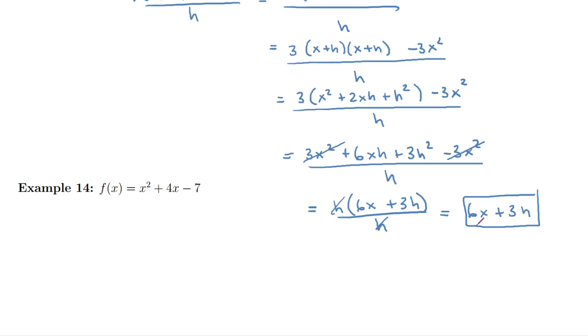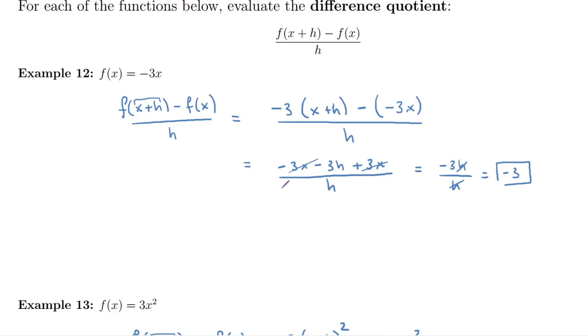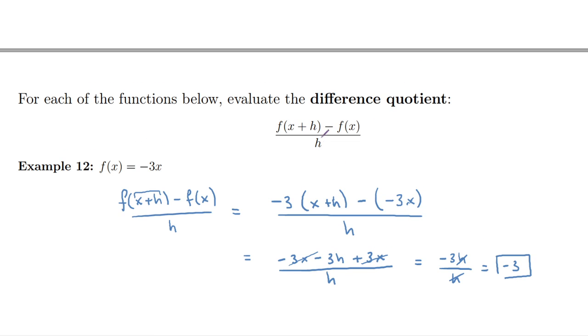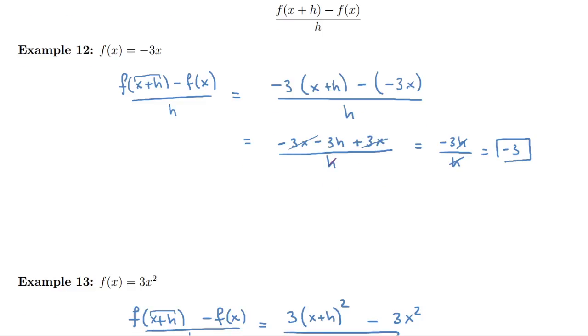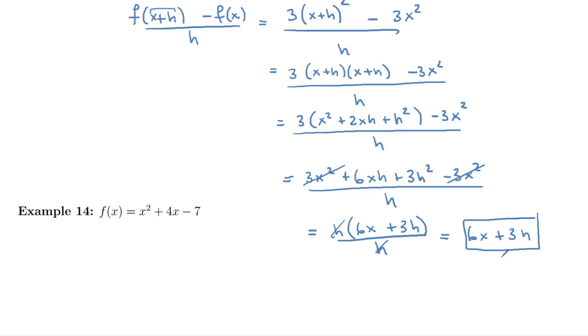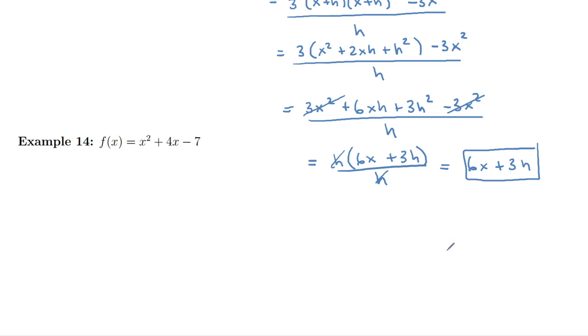Now notice it is fine to actually have a final answer that has x's and h's in it, because the original definition for the difference quotient has those two variables in them, x and h. So it might seem a little bit strange at first, but you can have both of these variables in the final answer. And if any of you go on to some more advanced math courses, you'll see this difference quotient come up again in other applications.